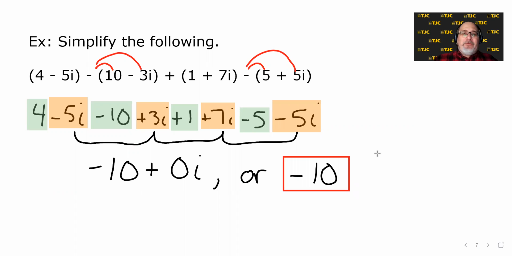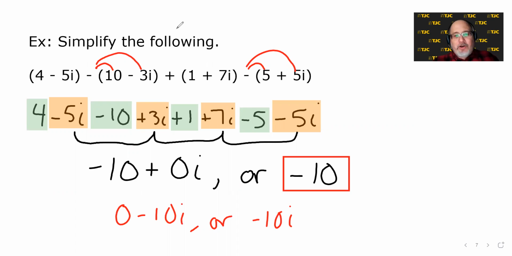If it had been reversed and said 0 minus 10i, then we could have just said minus 10i. Anytime either part is 0, it's not necessary to list it. All right, everything you've seen so far is what you're going to be held accountable for in your homework.